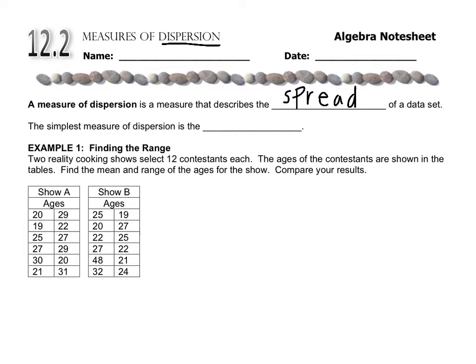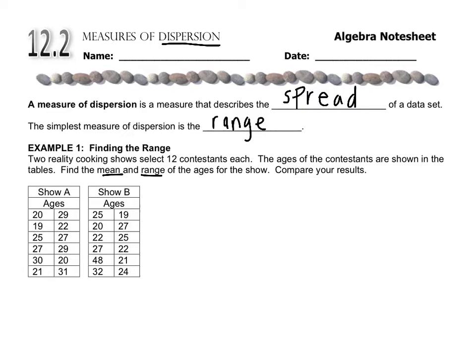Okay. The simplest measure of dispersion you already know about, and that's the range of values, and it tells you how far apart things are. So, example 1, 2 reality cooking shows select 12 contestants each. The ages of the contestants are shown in the tables. Find the mean and range of the ages for the show.